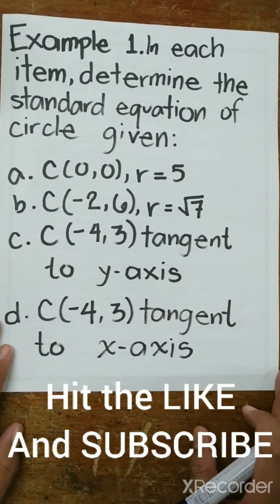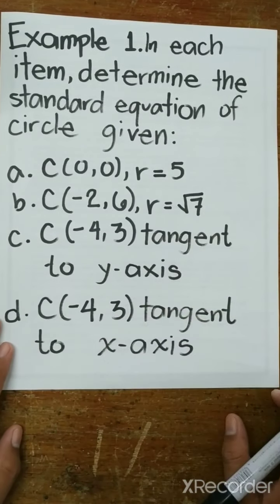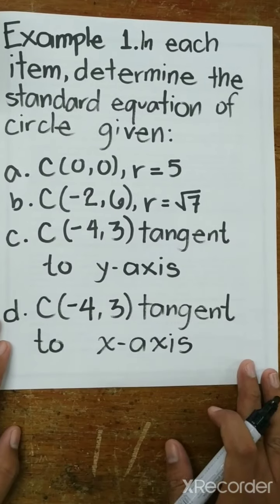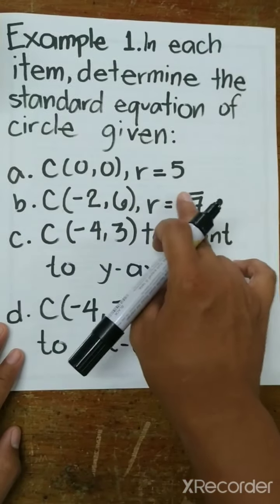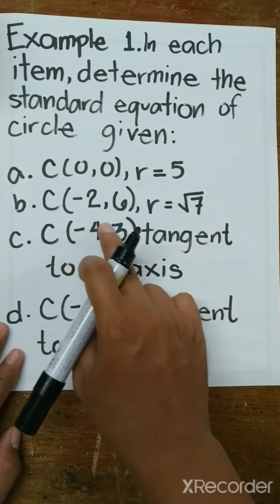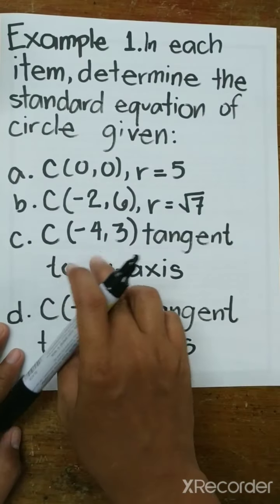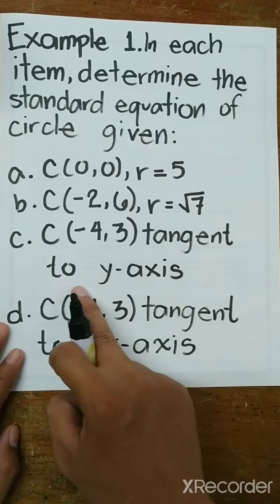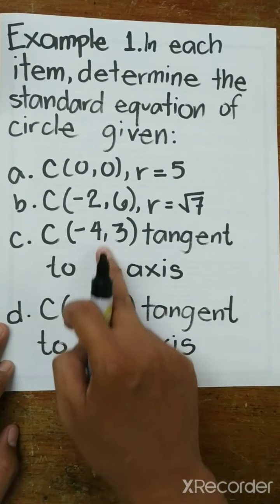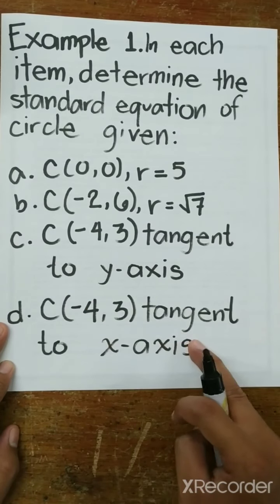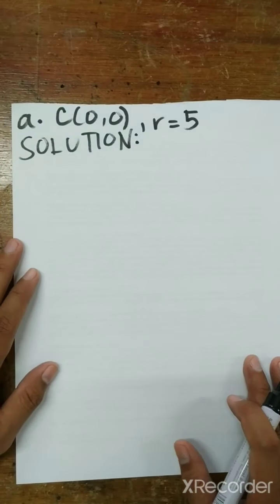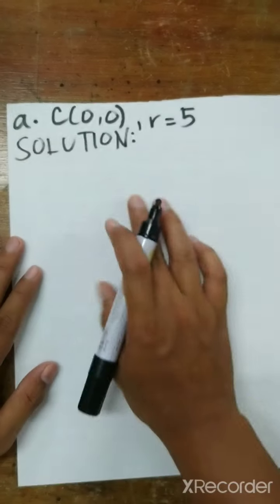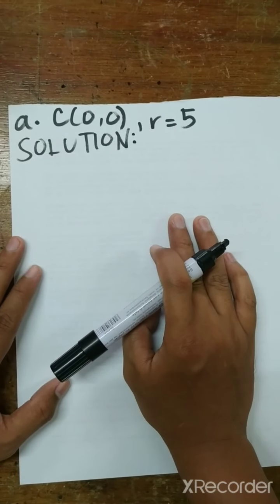So example, in each item, we're going to determine the standard equation of the circle given by: A, center at origin (0, 0), radius is 5; B, center (-2, 6), radius square root of 7; C, center (-4, 3), tangent to the y-axis; D, the same center as C, but this time tangent to the x-axis. So this is our problem. We're going to find its standard equation.